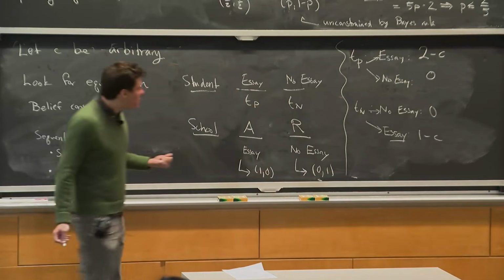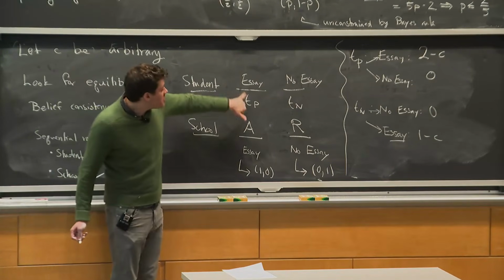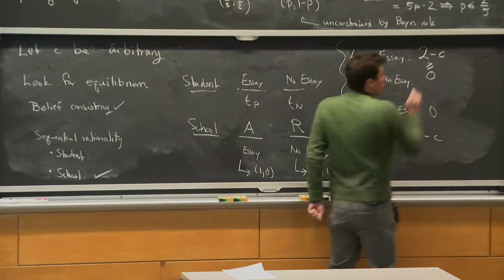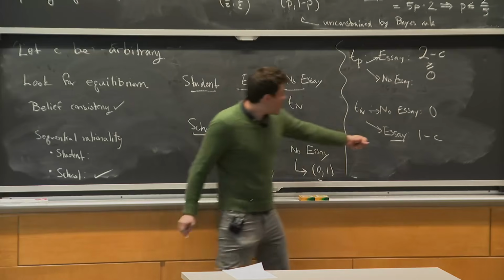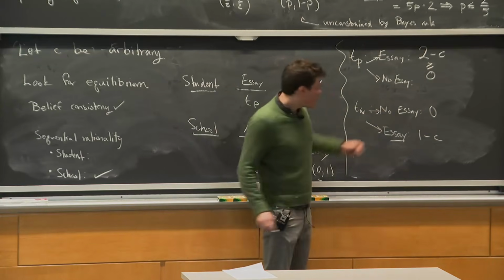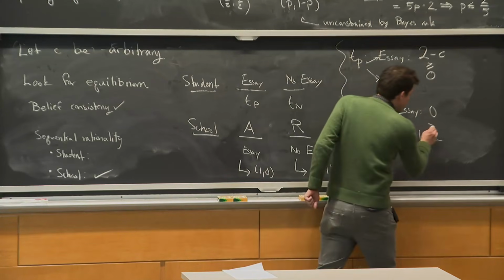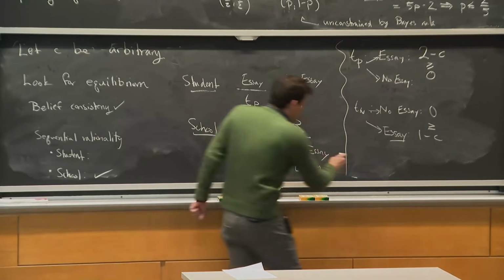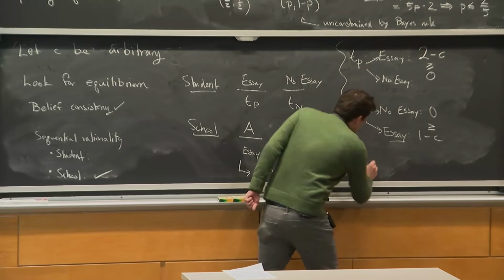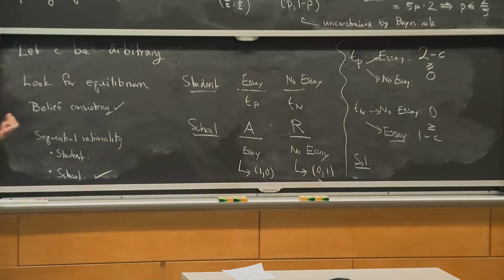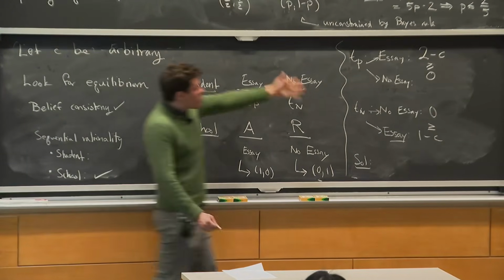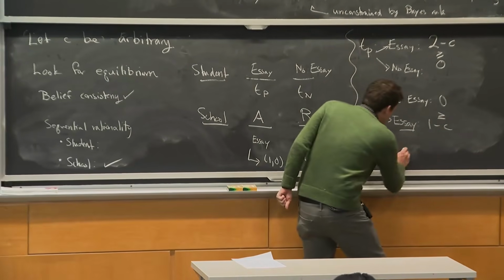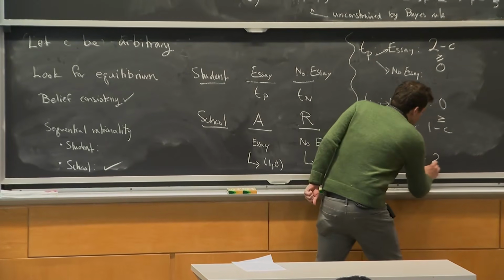So now let's check the equilibrium conditions. A passionate student is supposed to submit the essay, so we need 2 minus C to be greater than or equal to 0. But a non-passionate student is not supposed to submit the essay, so we need 0 greater than or equal to 1 minus C. So what's our solution? Well, this is going to be an equilibrium if both of these inequalities are satisfied. And that's going to be true if 1 is less than or equal to C, less than or equal to 2.